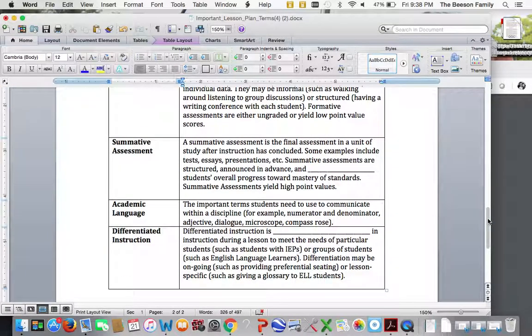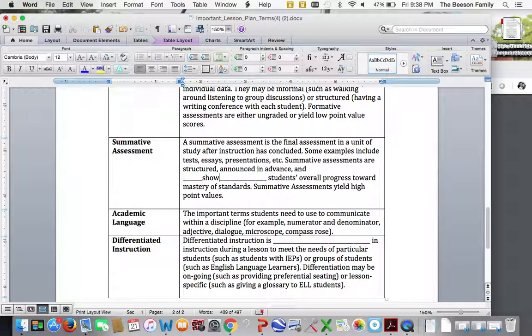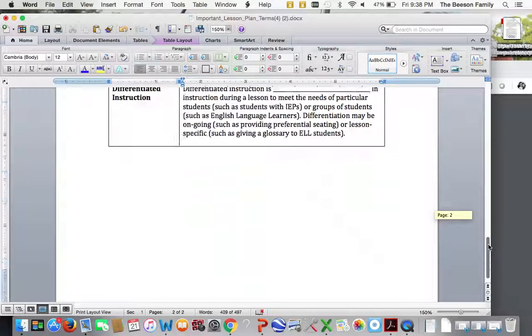Summative assessments are usually larger grades. They might be at the end of a unit, usually are at the end of a unit. They might be a project, a test. They're structured. They're usually announced in advance. Sometimes they have rubrics. They count toward the student's overall progress, and they show the student's overall progress toward mastery of the standards. Summative assessments are usually high point values.